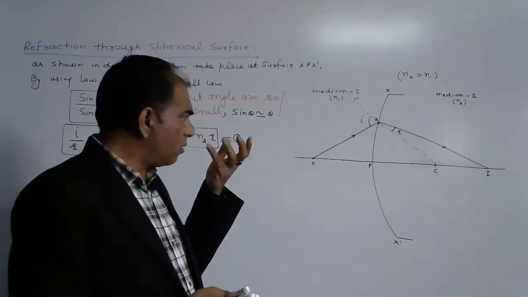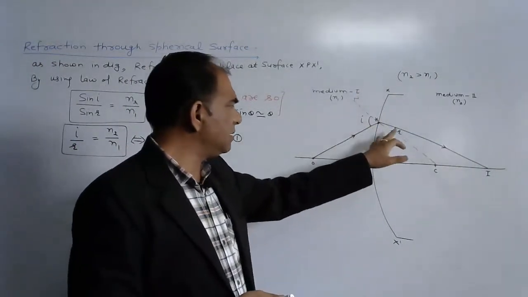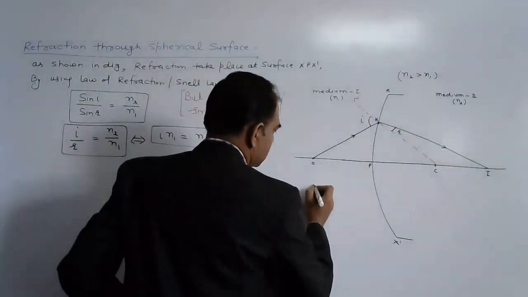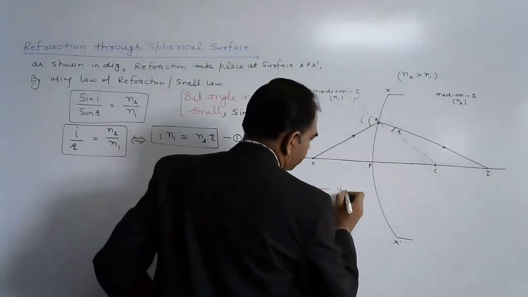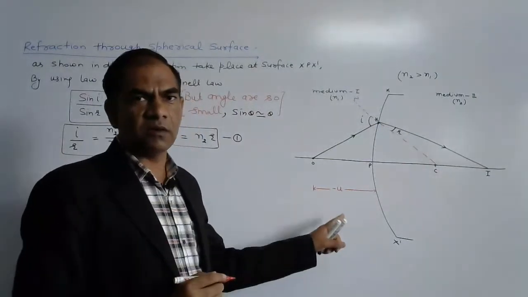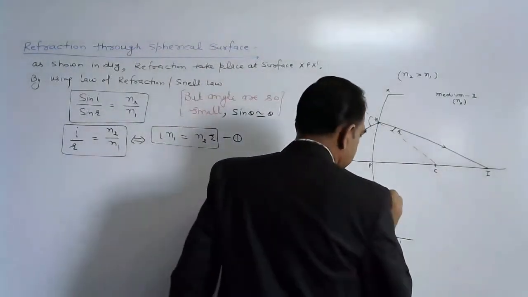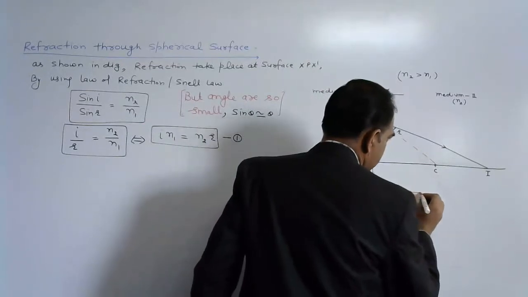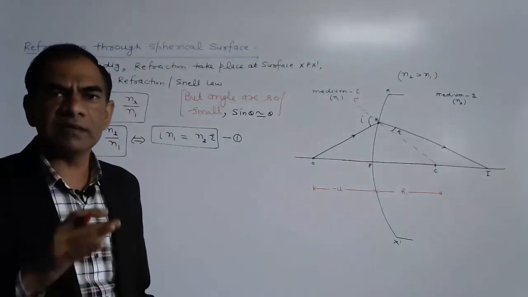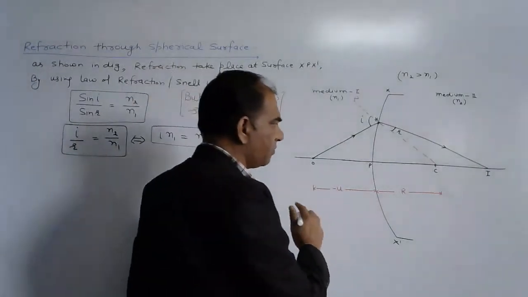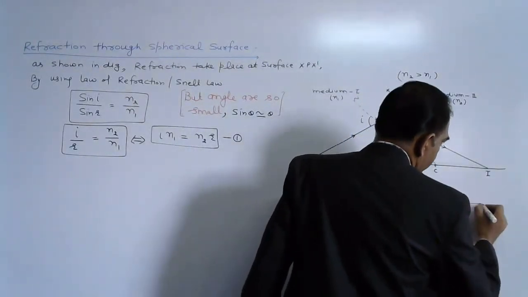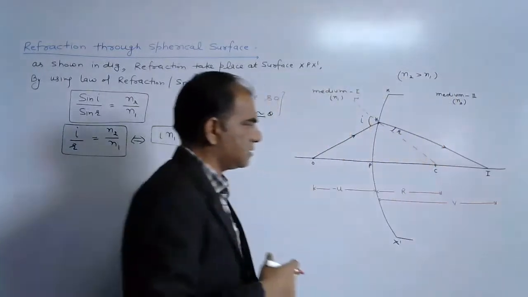What procedure converts these angles into distances? This is the distance of the object from the pole, which is negative u, this is the object distance, and this distance is R, because the distance between the pole and the center of curvature is called the radius of curvature and is represented by R, and this distance is v, because this is the image distance.